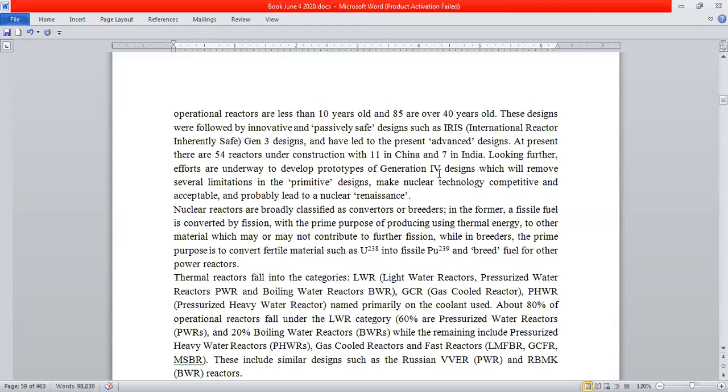Now, G4 is around the corner, maybe 5 to 10 years, and this will meet the challenge from renewables, which everybody says are cleaner and so on. So nuclear is now coming with new designs to compete, to make a market for itself. And these designs are going to be competitive and acceptable, and they will most probably lead to a nuclear renaissance after the negative publicity that nuclear power has received.